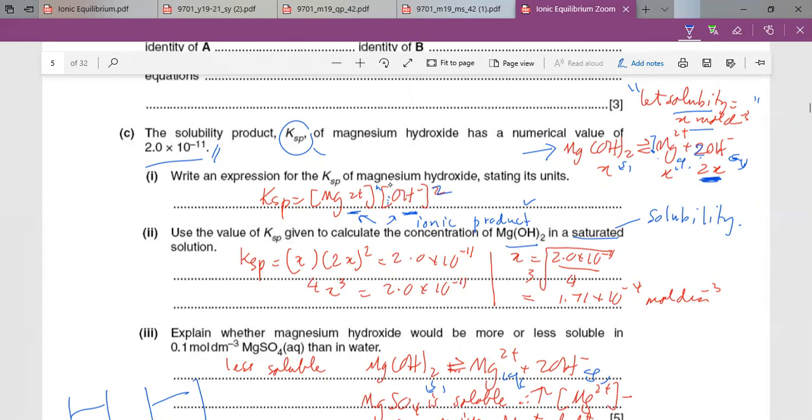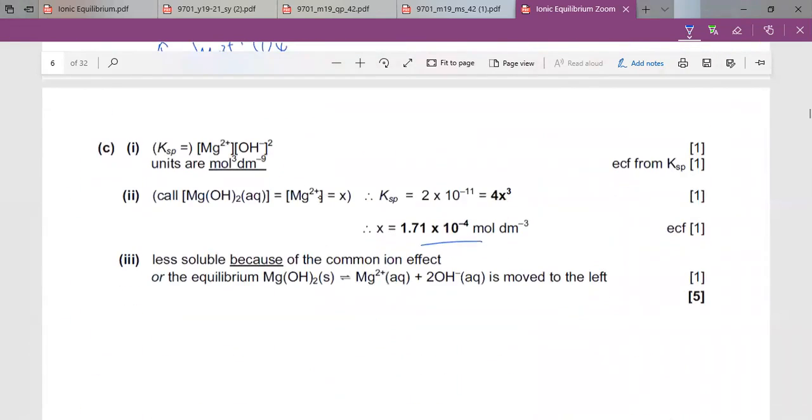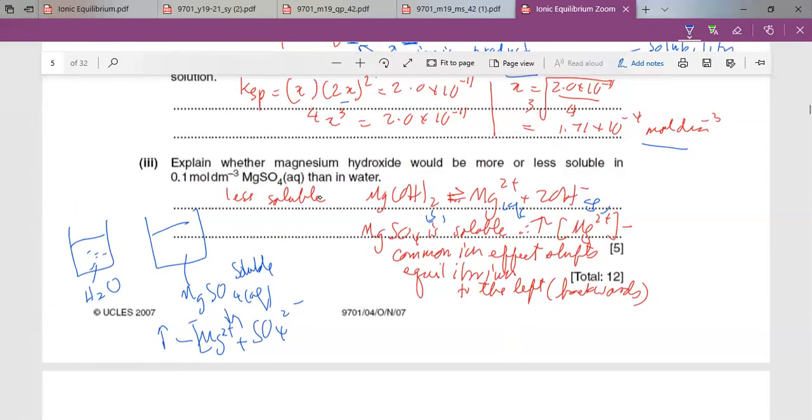So you put x here, you put 2x, and you square it. So you have 4x cubed, right? So you can solve the problem and get this answer here. Okay, 1.71, you can check the answer here later, okay? So it's all mathematics. Now explain whether magnesium hydroxide will be more or less soluble in 0.1 mole of magnesium sulfate. Of course, magnesium sulfate is soluble.